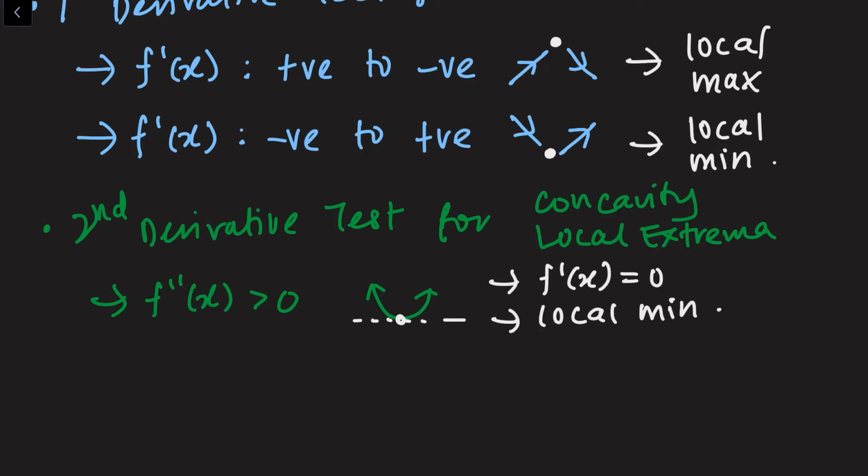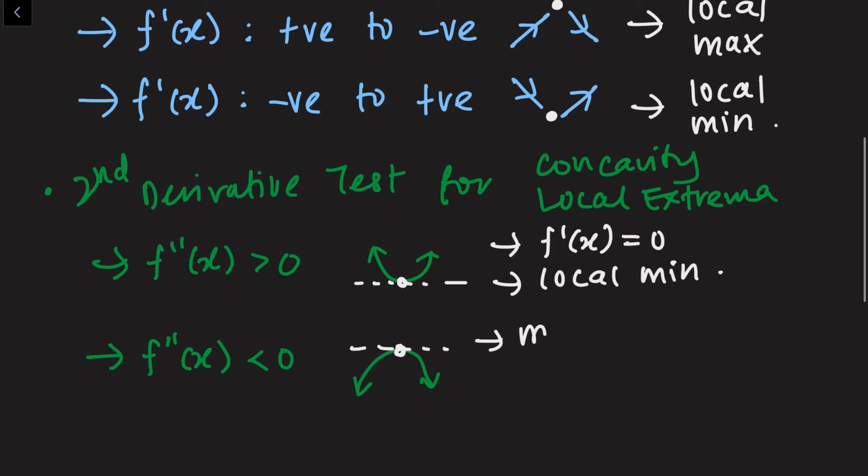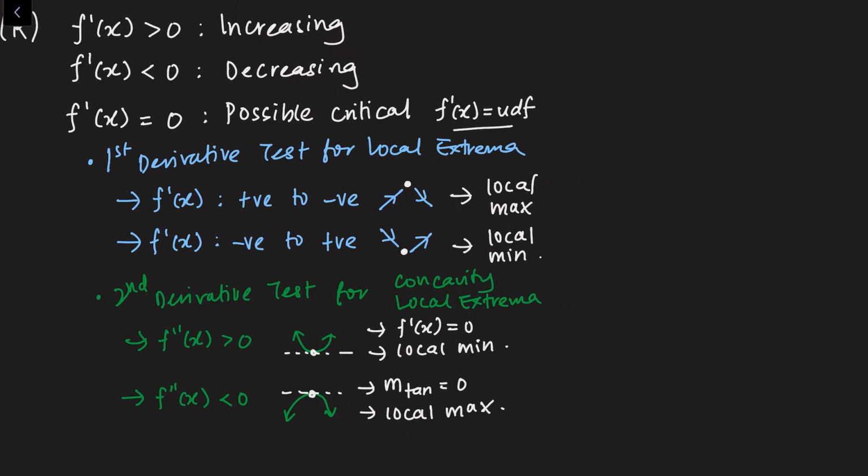minima. Okay? Similarly, if f double prime x is smaller than 0, it is concave downwards. The only way that it can have a horizontal tangent line, where the slope of the tangent line is equal to 0, is at a local maxima. Okay, so this is how you use the derivative to find the behavior, whether the graph increases or decreases, the concavity, concave up, concave down, and to determine the local extrema for the graph.